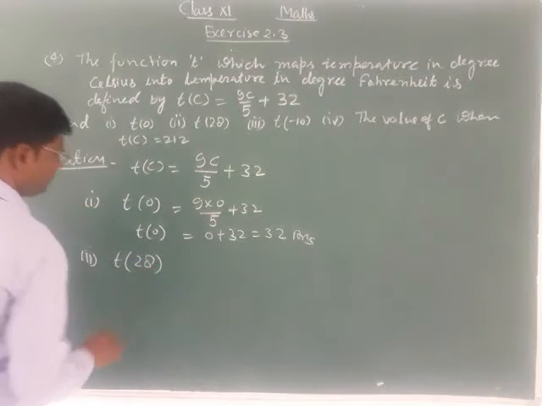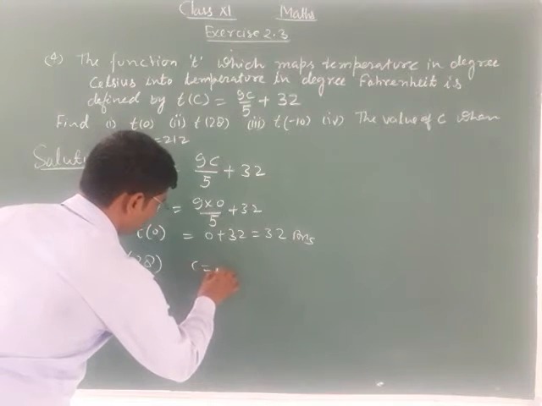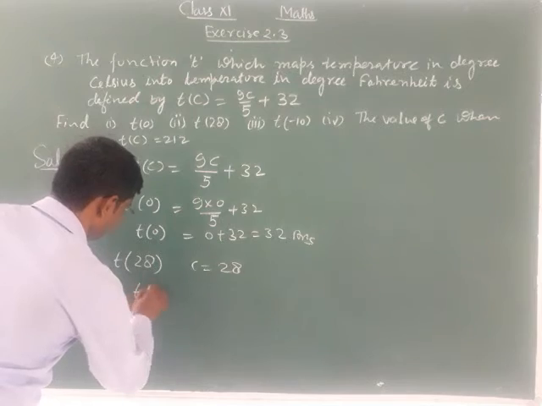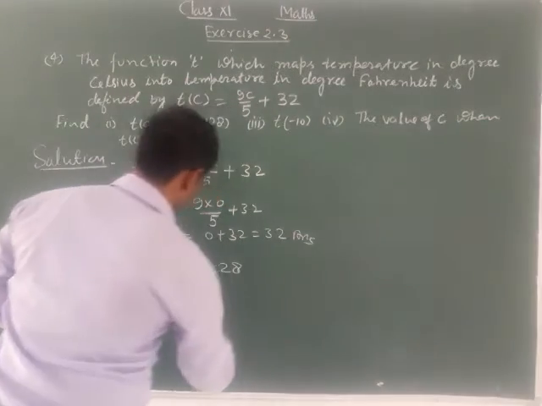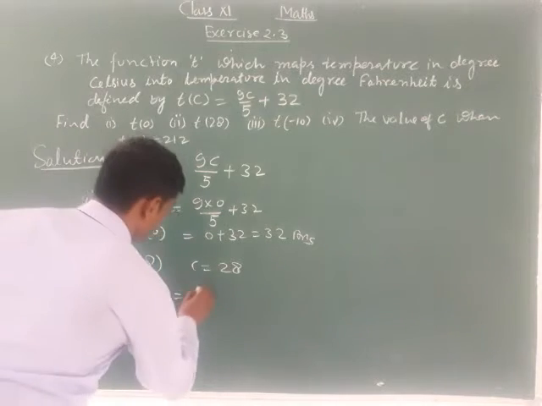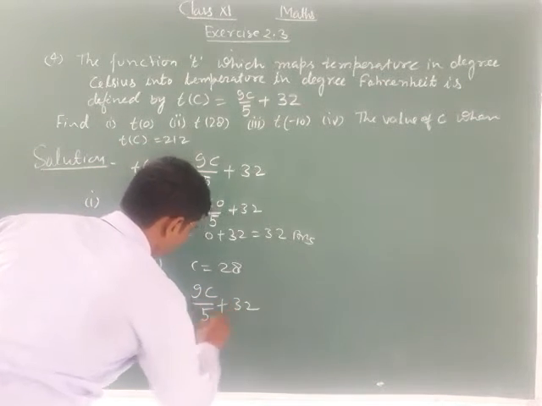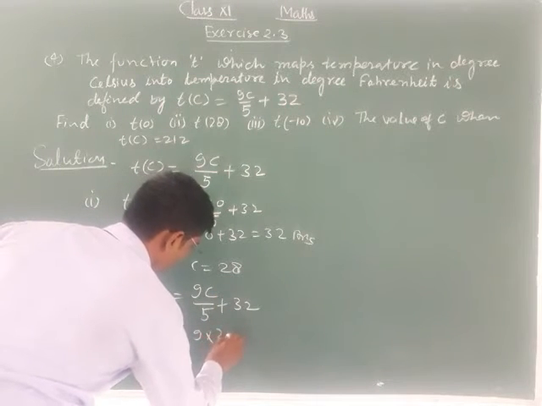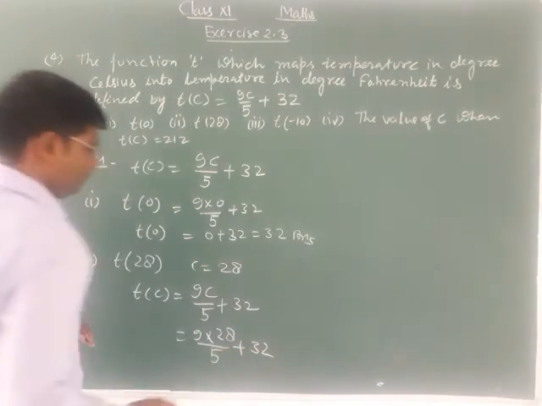And second part, T(28). The value of C is equal to 28. Given the equation T(C) = 9C/5 + 32. So 9 into 28 upon 5 plus 32.